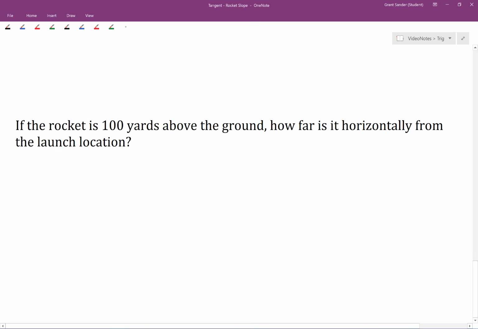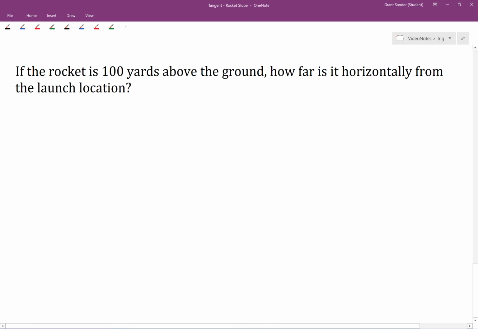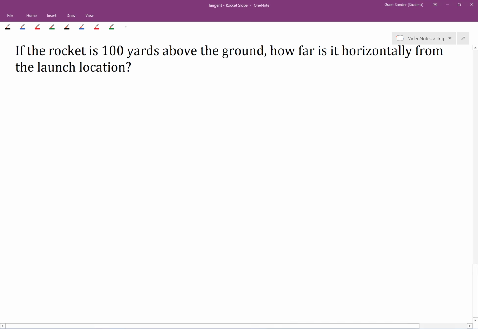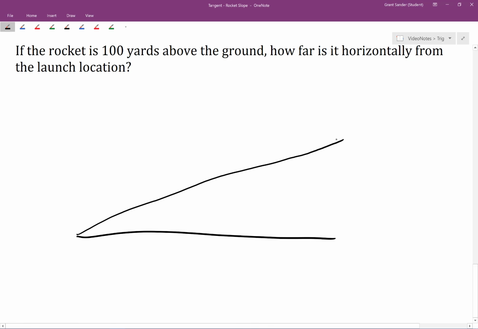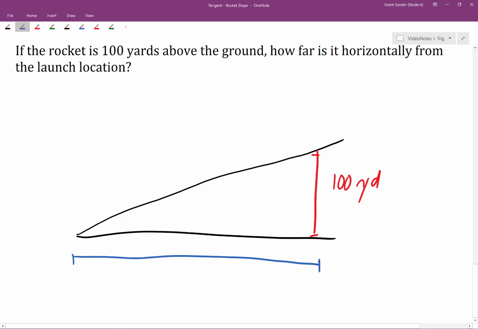Okay, so what if the rocket is 100 yards above the ground, and we want to know how far it is horizontally from the launch location? So again, we draw the situation out. We've got the ground, rocket's path, and what we know this time is the rocket at some moment is 100 yards above the ground. And we want to know how far the rocket has traveled horizontally. Now what we know is the slope of this line is tangent of 0.3.